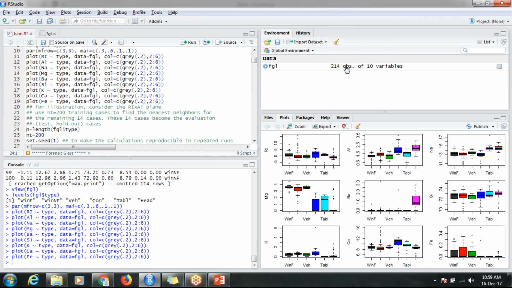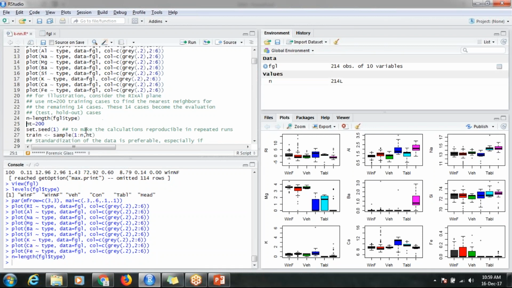Here I have the number of observations, 214. Now I will take 200 as my training set, and I will try to test on 14. So 214, this will be my split.